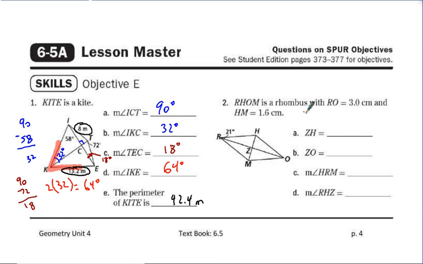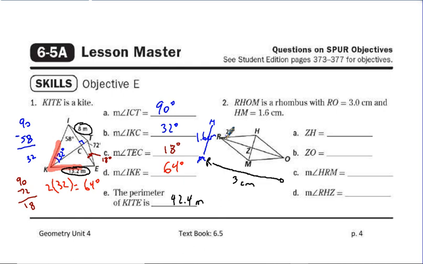RHOM is a rhombus with RO equal to 3 centimeters. So this diagonal here is 3 centimeters. And I'll depict that in this picture by drawing the line RO here and saying 3 centimeters. And HM, the other diagonal, I'll depict that here. HM is 1.6 centimeters.